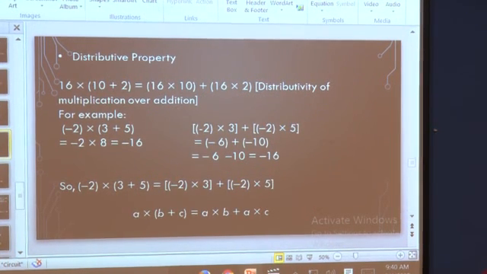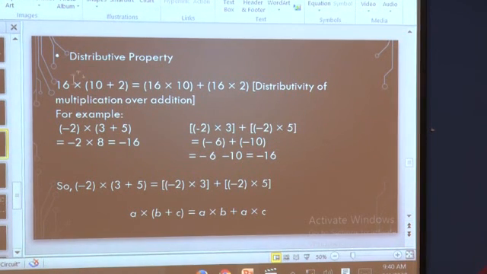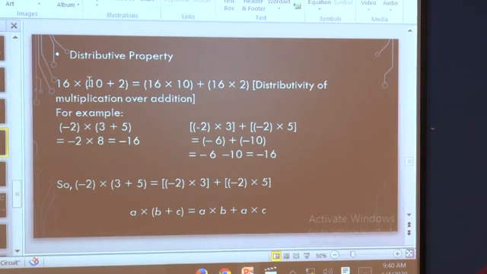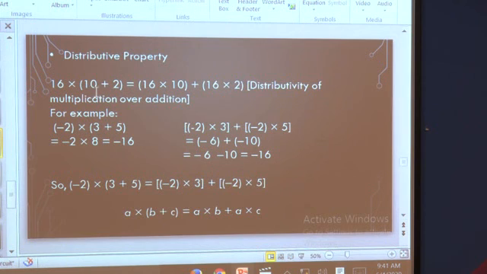Now we will see another property, that is the distributive property of multiplication. What is the distributive property? Because it is very new to you, everyone will pay attention very properly. Here, 16 multiplied by (10 plus 2) we can do by two methods. First we can solve our bracket, that is our normal method, and now we are going to learn the distributive property.